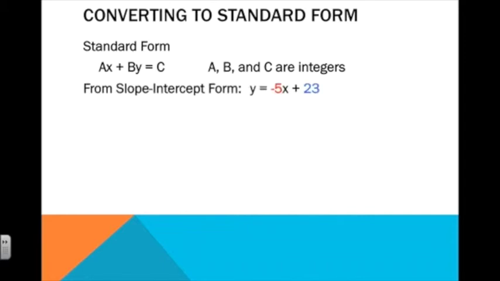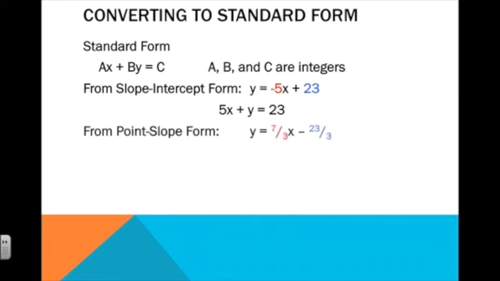Alright, so let's look at how we would convert to standard form, as I mentioned earlier. Sometimes you'll be asked to give your answer in standard form. Our standard form is ax plus by equals c, and technically a, b, and c need to be integers. That means they can't be fractions. Looking back at the answer we got from our first example, y equals negative 5x plus 23, this one is actually very easy because we don't have any fractions, so all we have to do is add 5x to both sides, and there we have our standard form, 5x plus y equals 23.